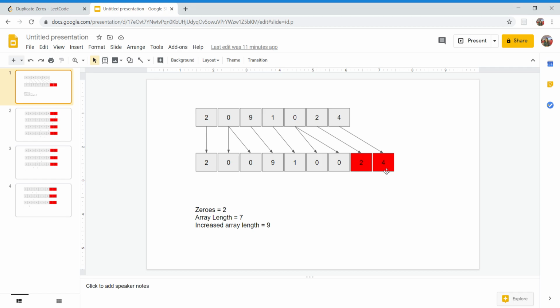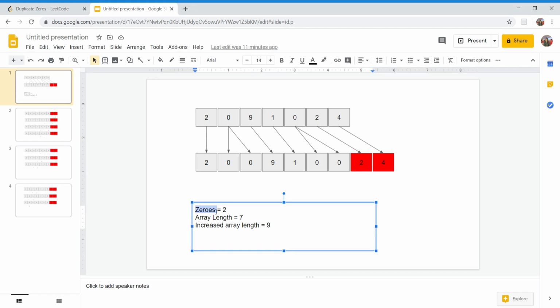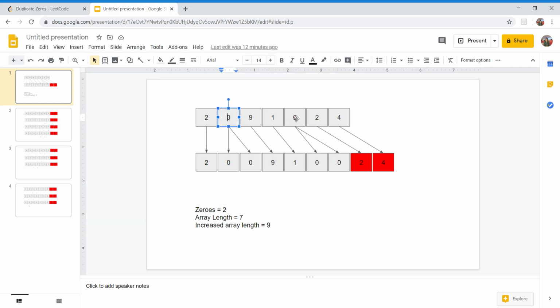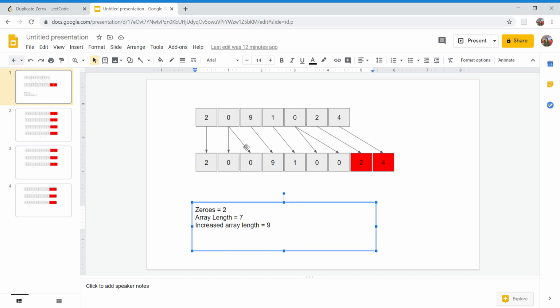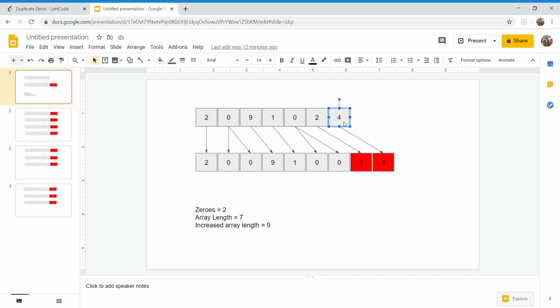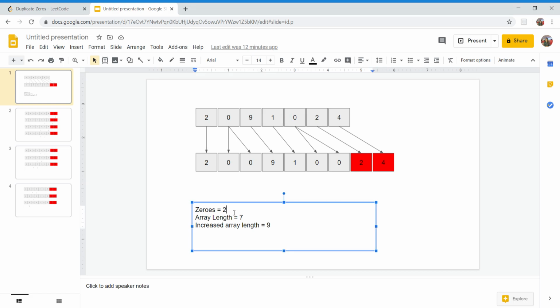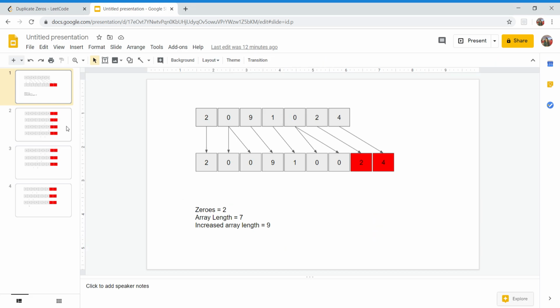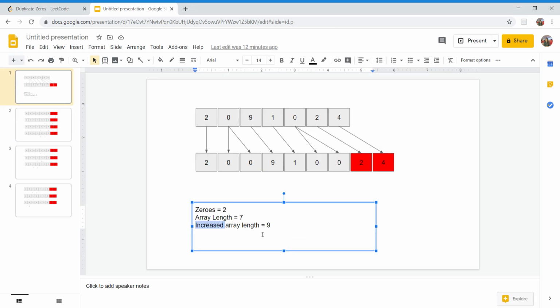So to do this, actually, the solution is pretty simple. First of all, we'll try to find out the number of zeros in our array. So in our array, we can see there are two zeros, and our array length is 7, and the increased array length after duplicating zeros would be 9, since we have to duplicate 0 twice, right? So to solve this, we'll start two pointers, one starting from array length and the other starting from increased array length.